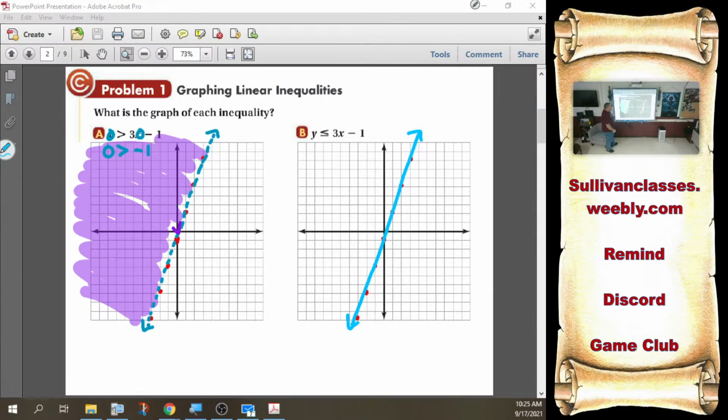Now I can choose to put in 0, 0. 0 is less than or equal to -1. Is that true? No. Being flat broke is worse than owing people money. Yeah, we're good.